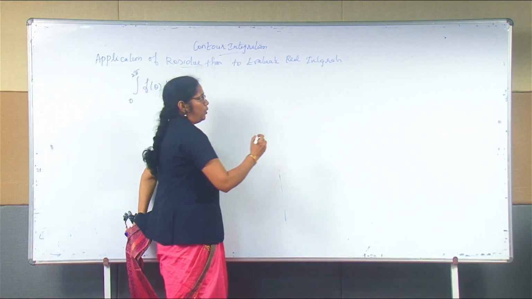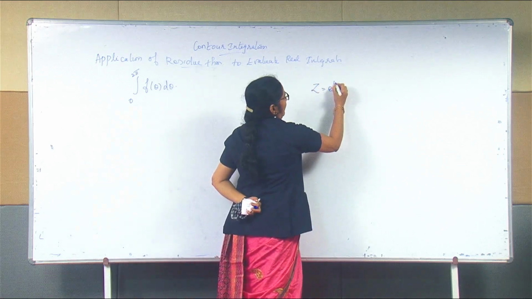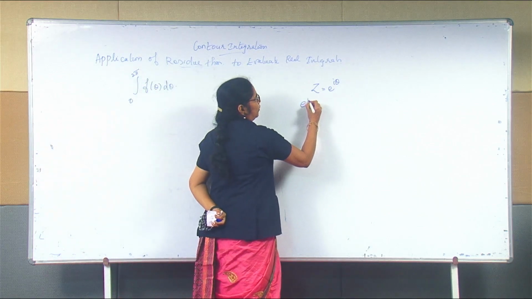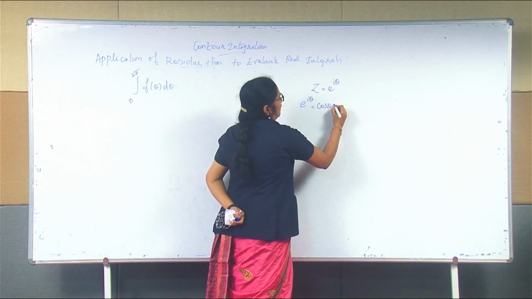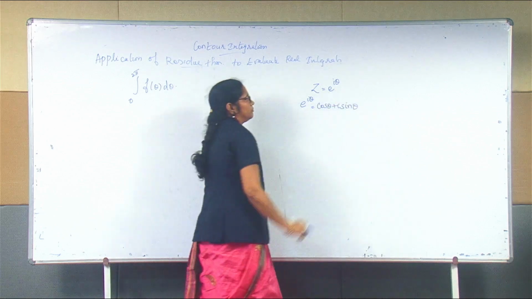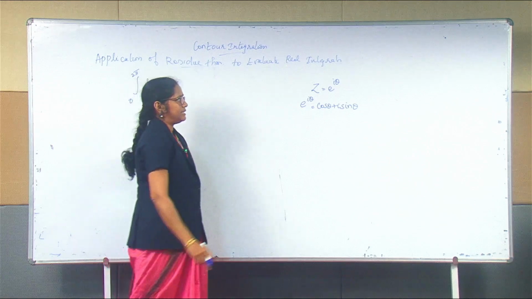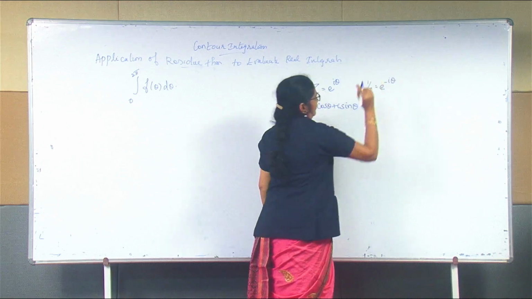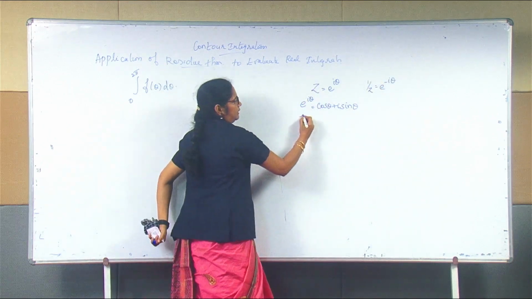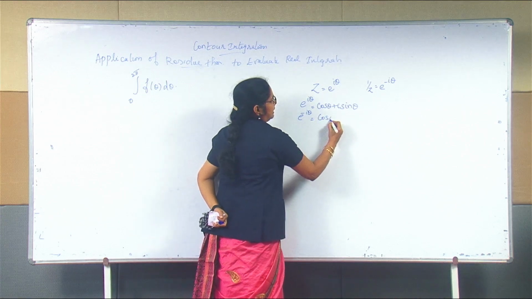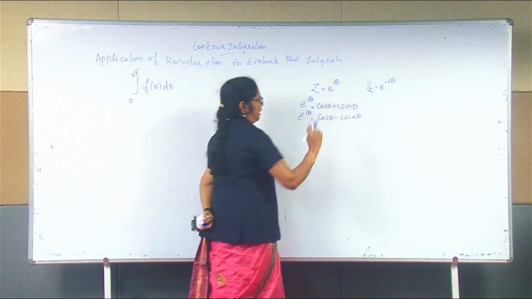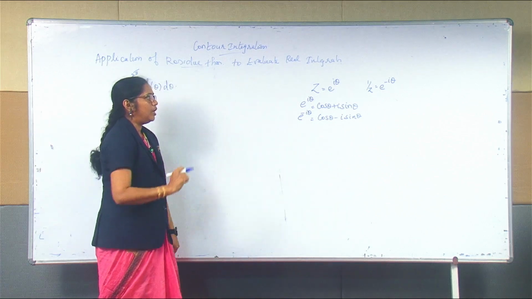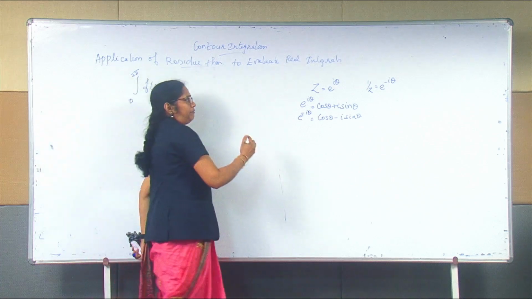Everyone of us knows that z equals e power i theta, which is Euler's formula. e power i theta is cos theta plus i sin theta. Likewise, 1 by z is e power minus i theta, which is cos theta minus i sin theta. From this, we can correlate the relation and find out what cos theta and sin theta are.